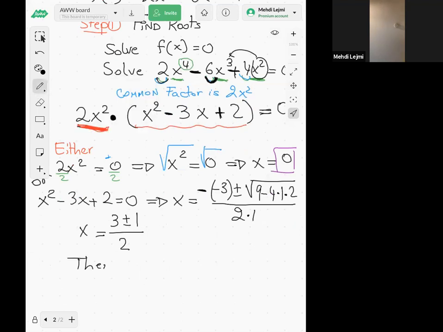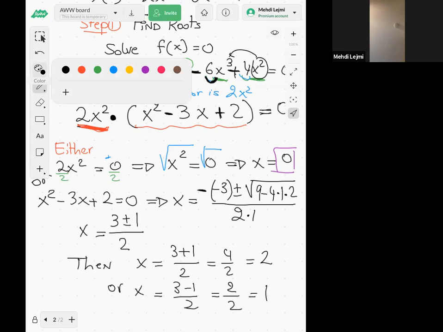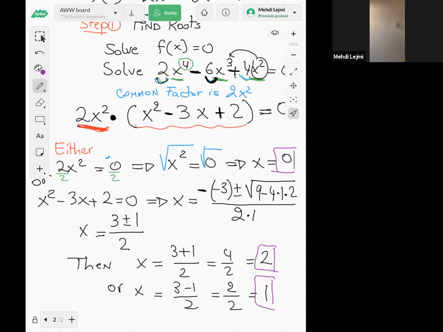Then we have two solutions. So x is equal to 3 plus 1 over 2. That will be 4 over 2, which is equal to 2. Or, of course, x is 3 minus 1 over 2. That will be 2 over 2, and that will be 1. So we got two different solutions, right? It's 2 and 1. So in total, we got 3 solutions. Here's my 0, I got 2 here, and I got 1, right? So those are my roots.